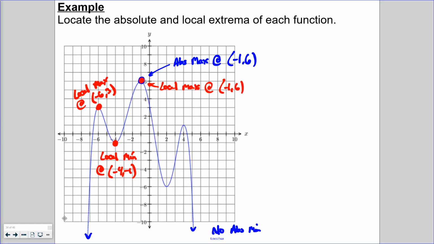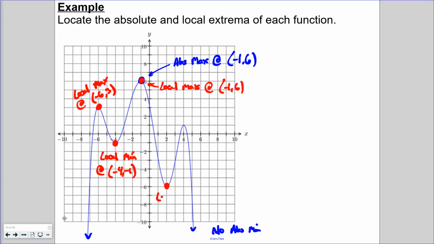And now there's nothing to say that a local and an absolute max can't be at the same point, because by both of their individual definitions, they both qualify to be an absolute max and a local max. So yes, absolute maxes can be local maxes, and vice versa for absolute minimums. Absolute and local minimums can be the same point.